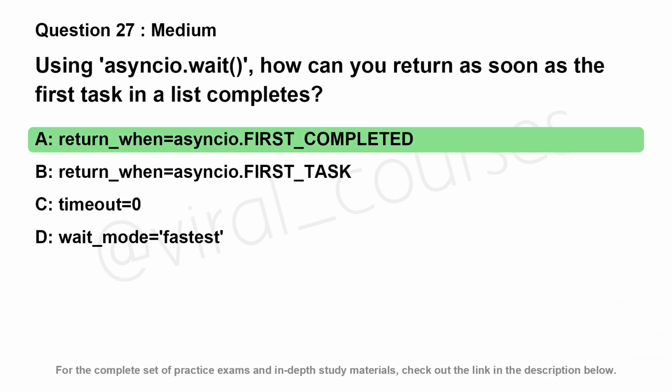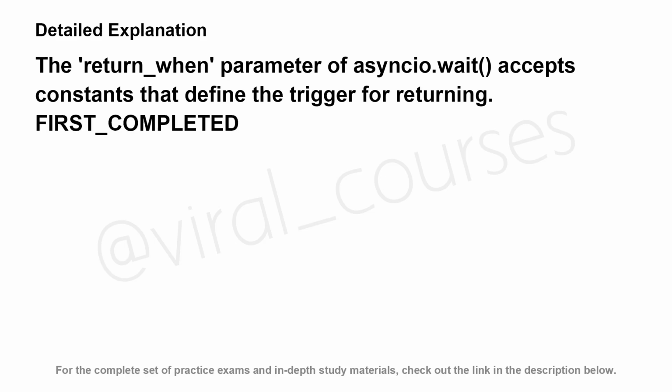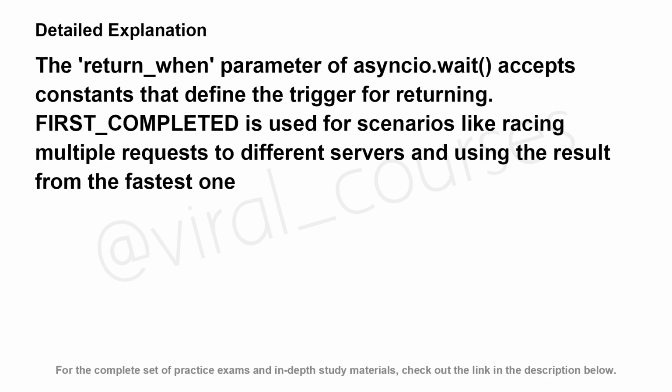The correct answer is A. The return_when parameter of asyncio.wait accepts constants that define the trigger for returning. FIRST_COMPLETED is used for scenarios like racing multiple requests to different servers and using the result from the fastest one.